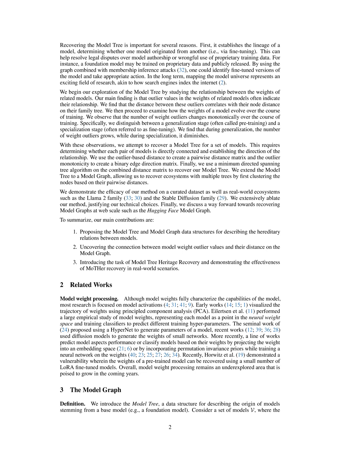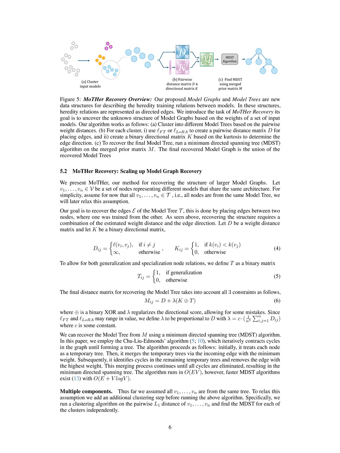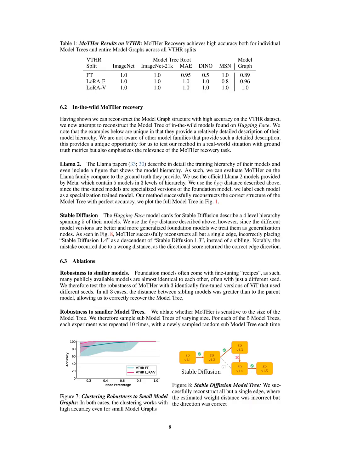The process starts by computing the weight distance matrix and the binary directional matrix based on the weights of the models. Then, a binary matrix is defined to combine the weight distance and directional score. A minimum directed spanning tree algorithm is used on the combined distance matrix to recover the model tree. If the models are from different trees, an additional clustering step is added before running the algorithm. The method is evaluated on datasets like VTHR and real-world ecosystems like Llama 2 and Stable Diffusion, demonstrating high accuracy in recovering the model graph structures.